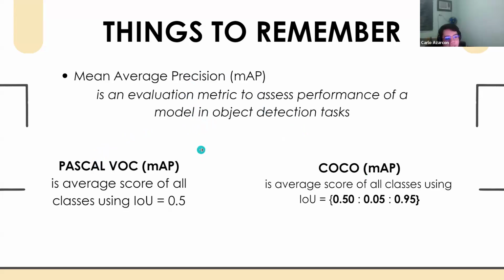different ways. So for Pascal VOC, it is the average score of all classes using an IOU of 0.5. Meanwhile, for COCO, it is the average score of all classes using an IOU in the range 0.5 to 0.95 with an interval of 0.05. So this is just good to keep in mind, especially when comparing your model to existing models, since you would want a fair comparison between the models. So just keep that in mind whenever you are performing benchmarking and evaluations.